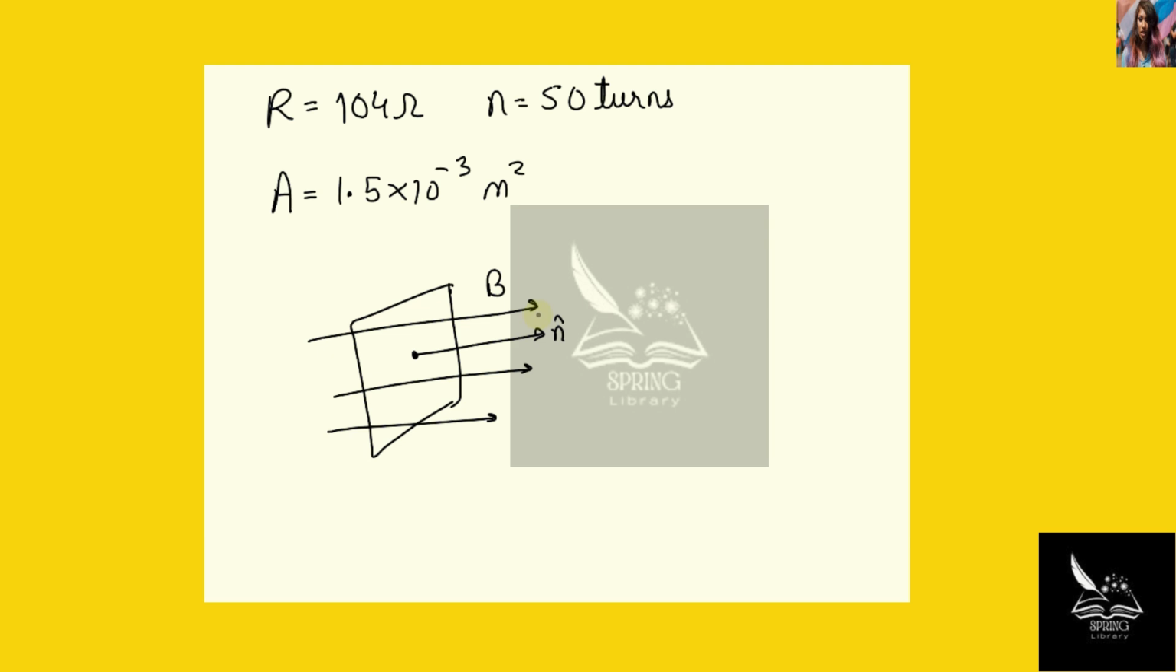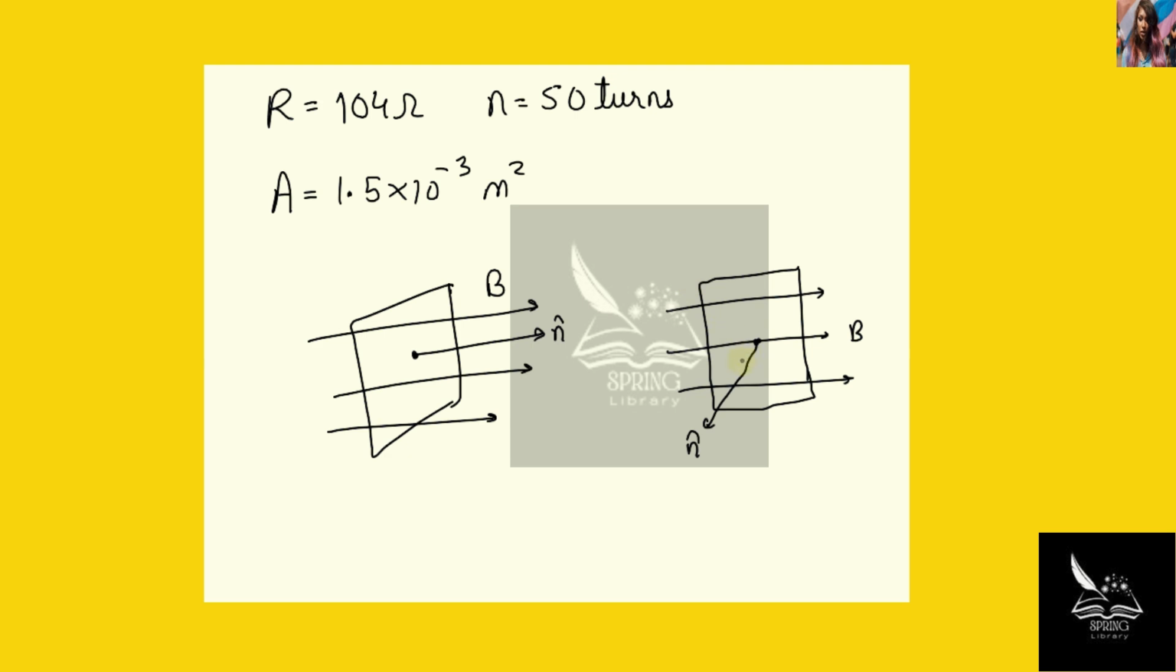Then they mention that the coil is rotated through an angle of 90 degrees. If the coil is rotated by 90 degrees, the coil becomes somewhat like this. The normal comes out of the page. So this is N cap and the magnetic field is in this direction, so the normal becomes perpendicular to the magnetic field. That is what we have represented over here.